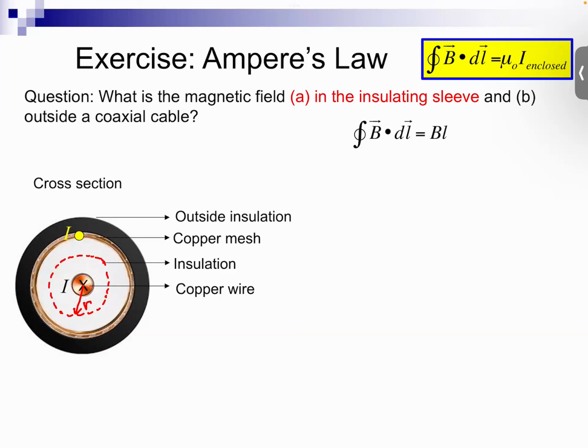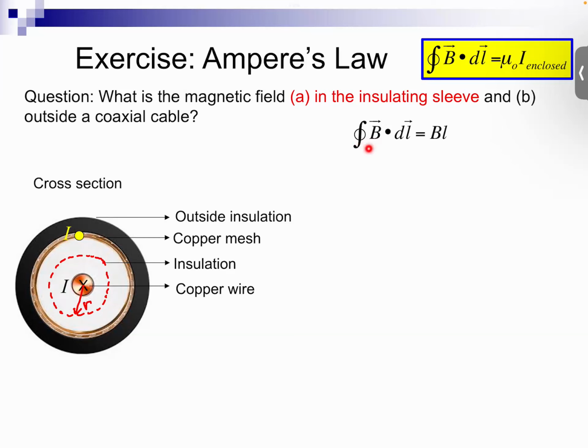the magnetic field. Okay, we know that the magnetic field created by currents in the wire forms circles around the wire, and hence the integration path we choose will be the circular path drawn in the insulation sleeve.